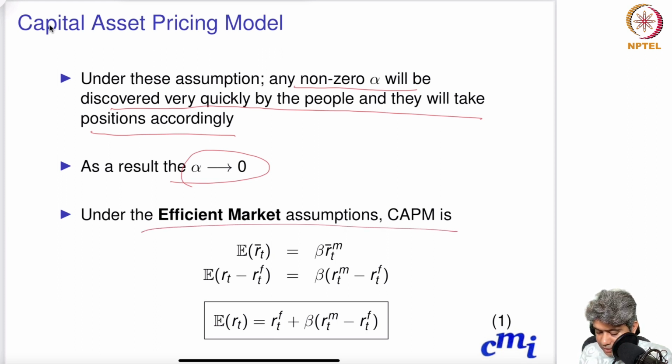So under the efficient market assumption, alpha is always 0. So expected RT becomes beta RTM, or expected RT minus RTF equal to beta times RTM minus RTF, or you can write it as expected RT equal to RTF plus beta times RTM minus RTF.